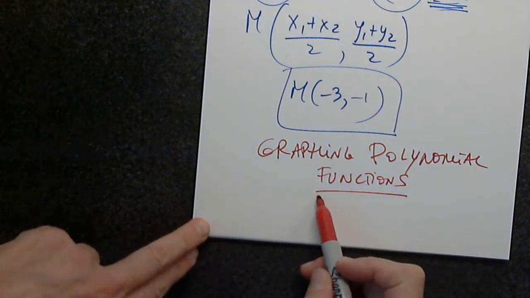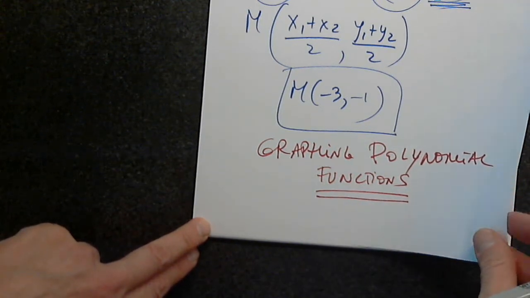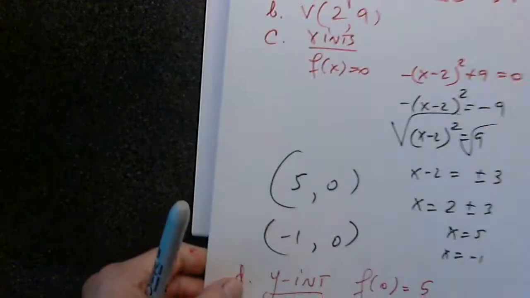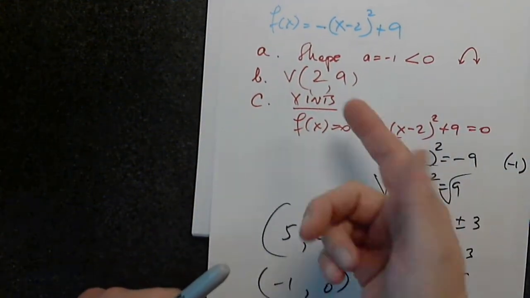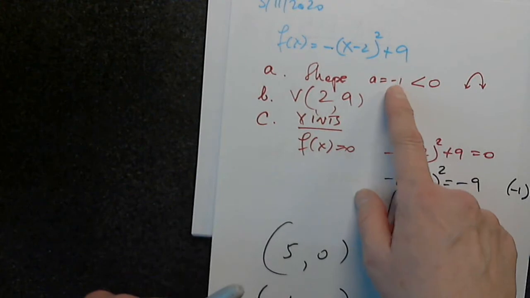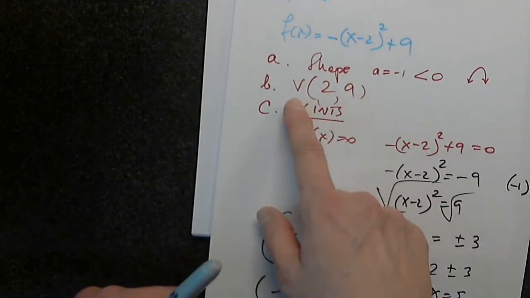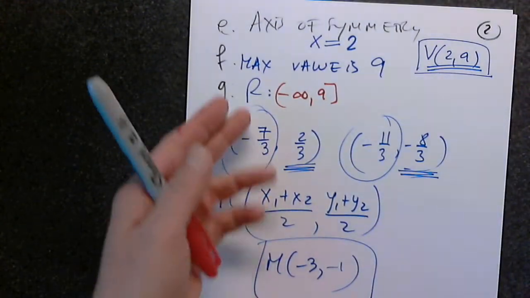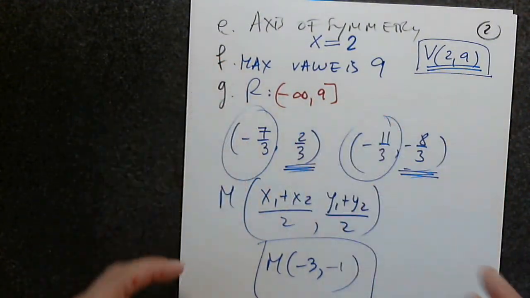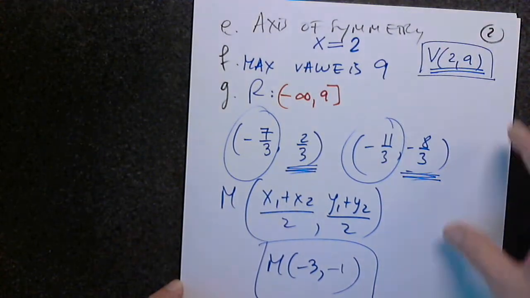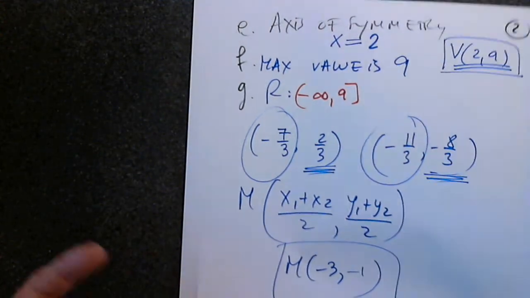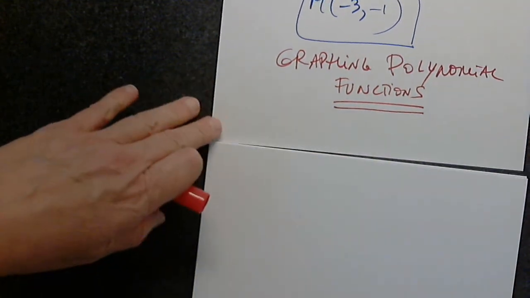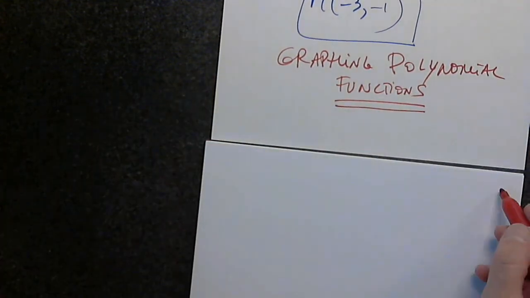Okay, so graphing polynomial functions, it's a long list. Yes, a little bit longer than this. So look at how many steps we had for graphing a quadratic function. We had the shape, the vertex, X-intercepts, Y-intercept, axis of symmetry, max, min, and the range. We have a long list as well for polynomial functions, meaning degree 3 or more. So here's the list. Not necessarily in this particular order.